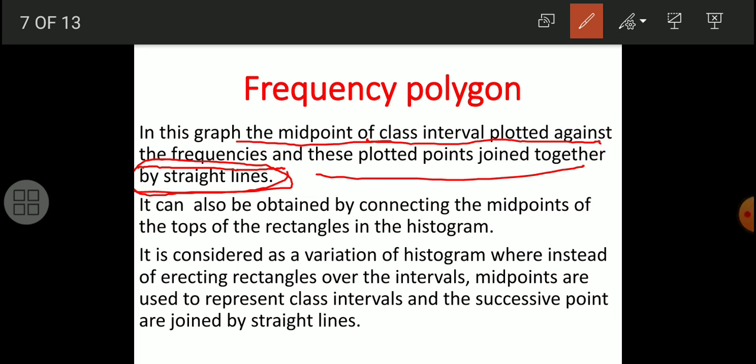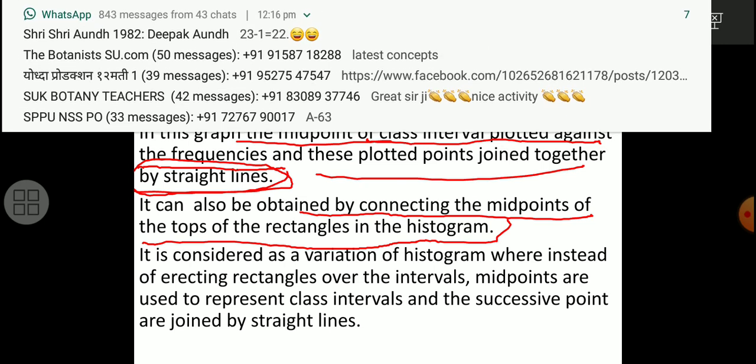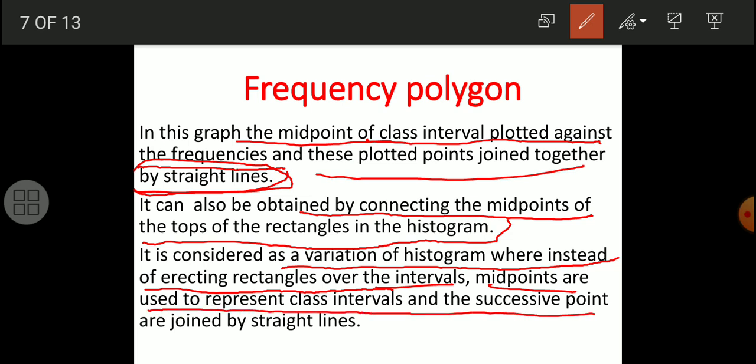Again, it can also be obtained by connecting the midpoints of the tops of the rectangles in the diagram. As we have seen in the case of a bar diagram or a histogram, we have raised bars or rectangles, but the middle point of the top of each bar we have to take, and we have to join those with straight lines. It is considered a variation of a histogram where, instead of erecting rectangles over the intervals, midpoints are used to represent the class intervals, and successive points are joined with straight lines.